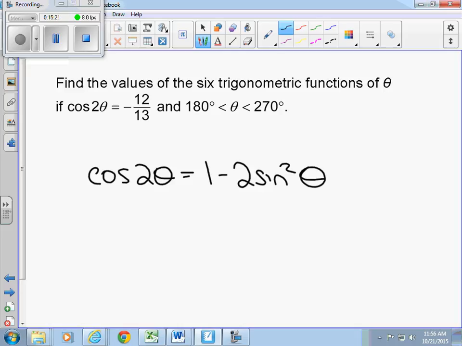What if I wanted to find cosine? You do the one with cosine. The other one's not going to help find anything, is it? Because it has too many variables and it would have sine and cosine. I would have a hard time finding something from that. So one of these two is a good place to start. This is negative 12 over 13.